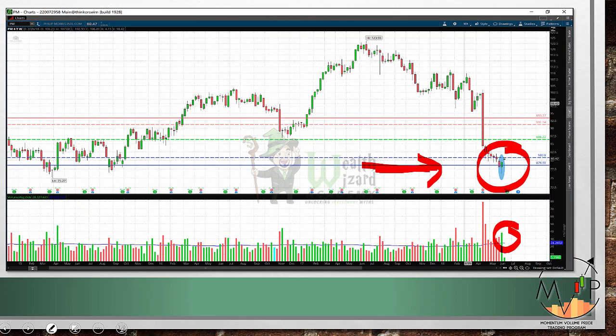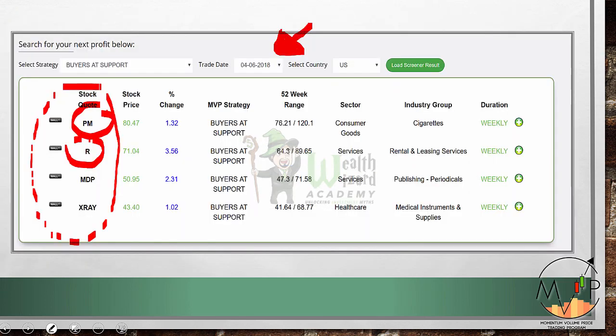Here you have all those nice setups. You can even look at MDP, X-ray. They are all stocks with extremely nice setups on the weekly charts. So that's about it.